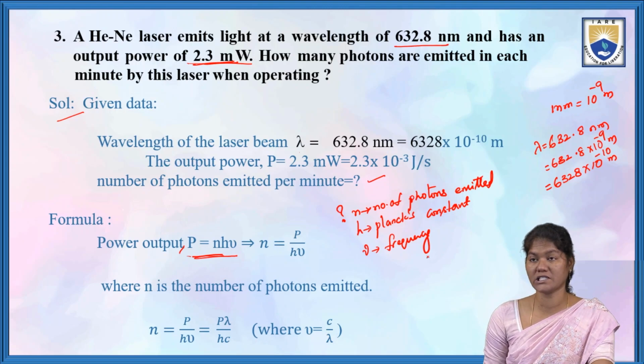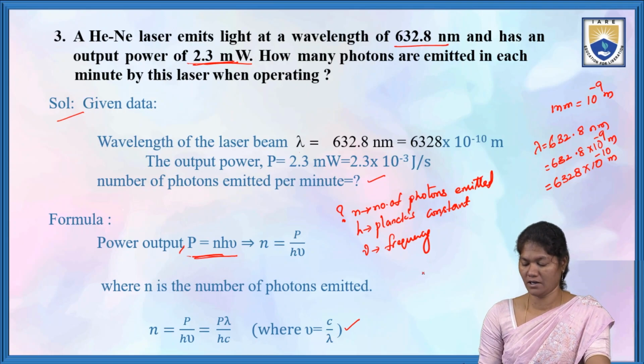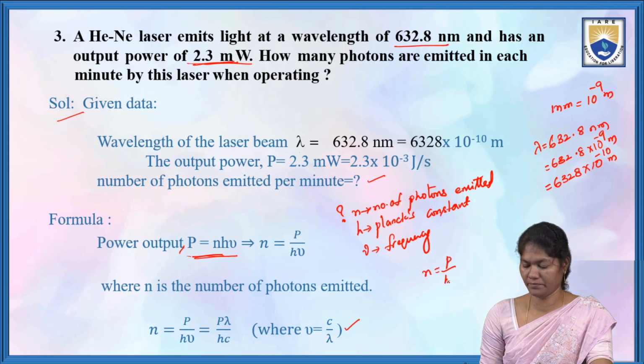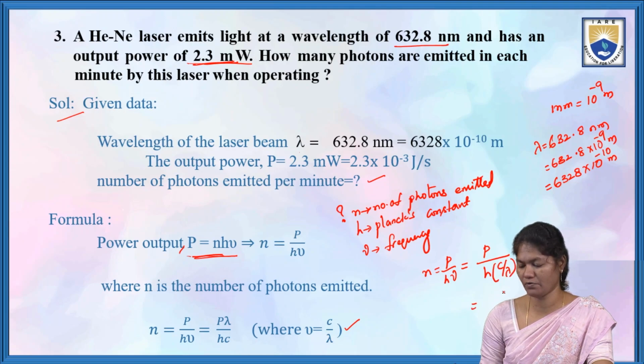Where nu is c by lambda. So when substituting c by lambda instead of nu, we get P by h into c by lambda, which is equal to P by hc by lambda, that is equal to P into lambda by hc. So N is equal to P lambda by hc.